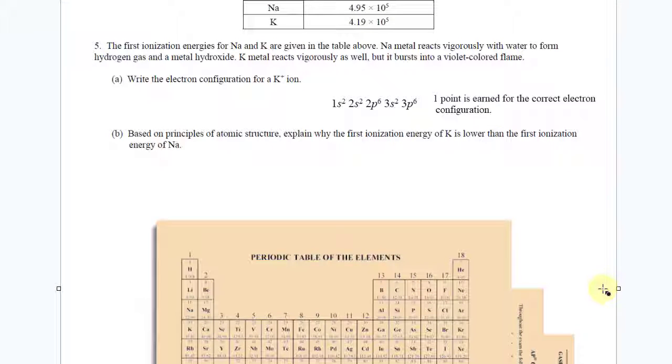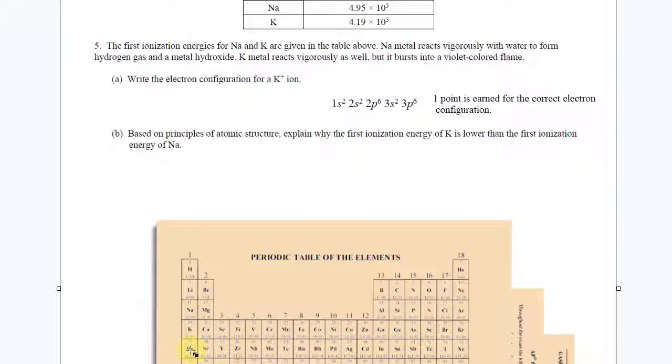Based on the principles of atomic structure, explain why the first ionization energy of potassium is lower than the first ionization energy of sodium. Word of caution on this. Here we've got sodium and potassium. One of the things that readers say is that students will talk about trends on the periodic table just based on location. A typical answer, the student would say, as you go down the periodic table, ionization energies decrease. That is not an explanation. That just tells you something about the periodic table.